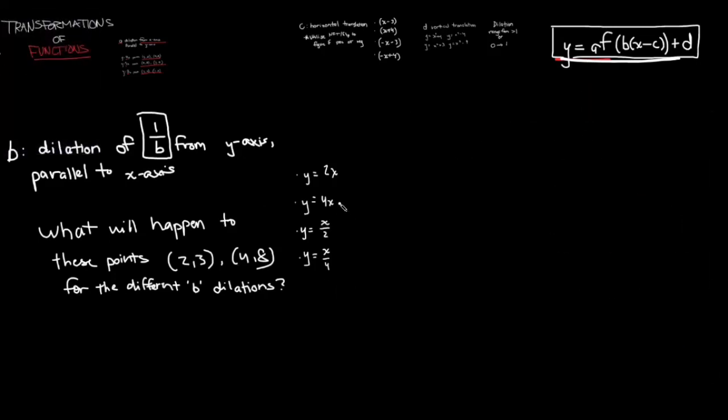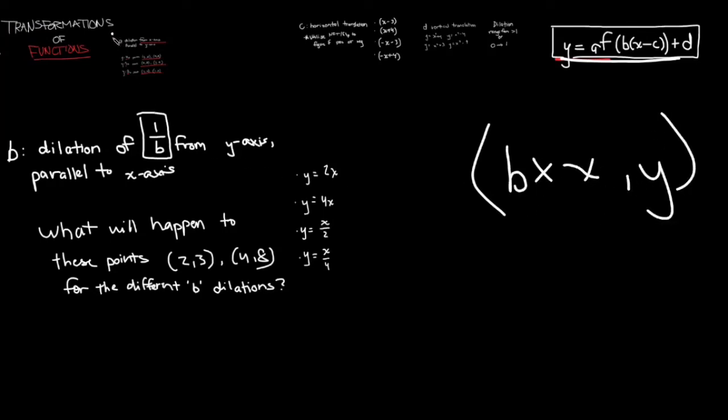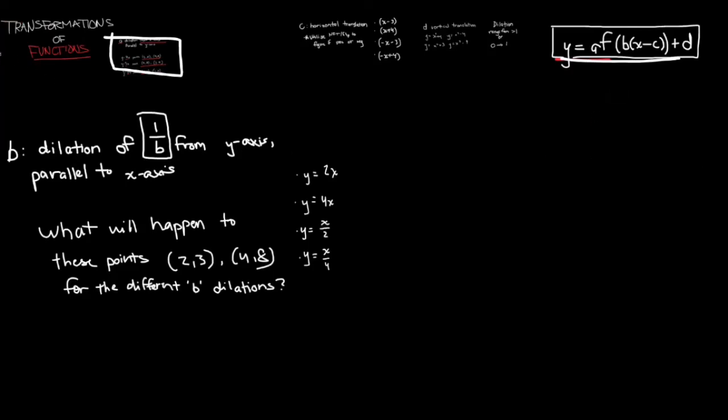So let's start working on it. You remember how I said that b affects x by multiplying with it, like what a did, but a did it with y? Basically it's the same thing. Basically b multiplies with x. So let's do this question. What will happen to these points 2 and 3 and 4 and 8 for the different b dilations? These are different b dilations.